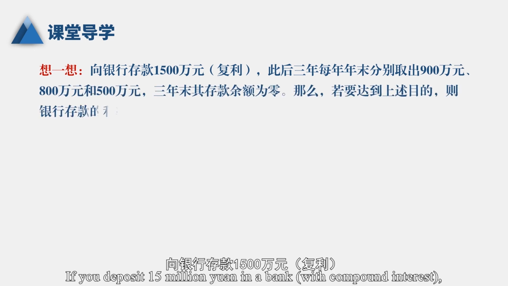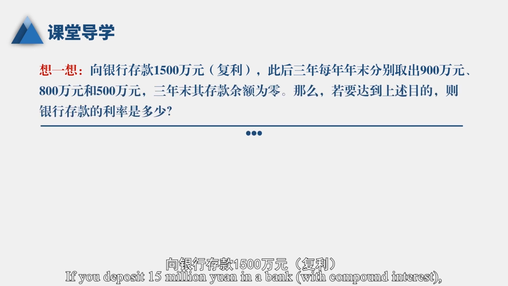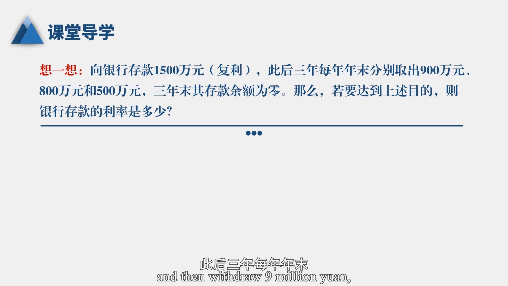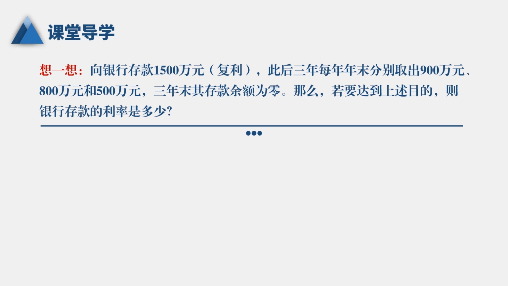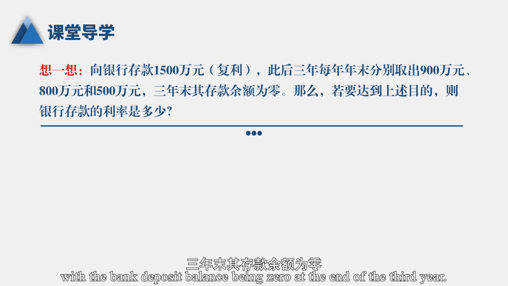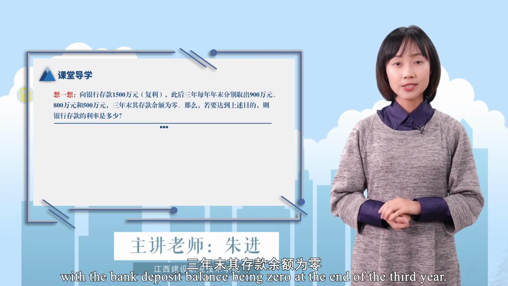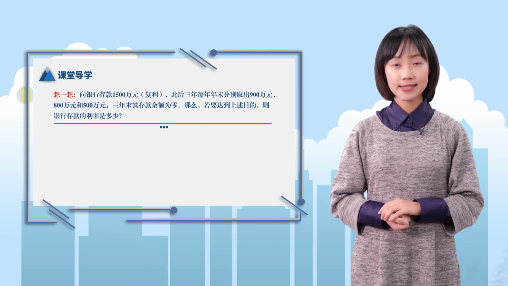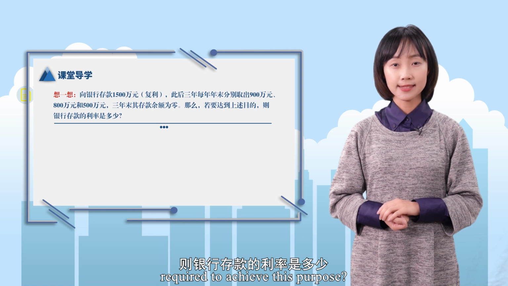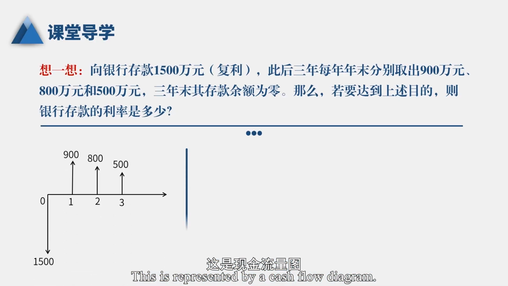If you deposit 15 million yuan in a bank with compound interest, and then withdraw 9 million yuan, 8 million yuan, and 5 million yuan at the end of each of the following 3 years respectively, with the bank deposit balance being 0 at the end of the third year, what is the interest rate of the bank deposit required to achieve this purpose? This is represented by a cash flow diagram.